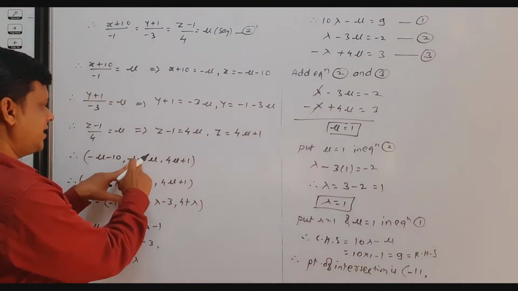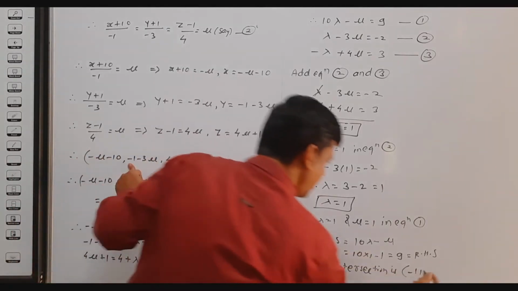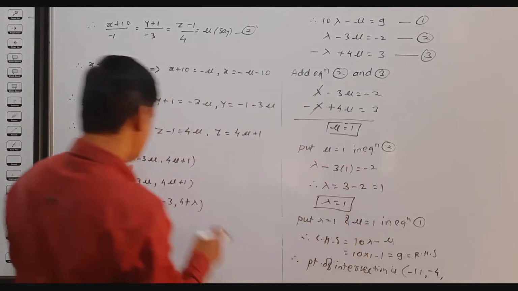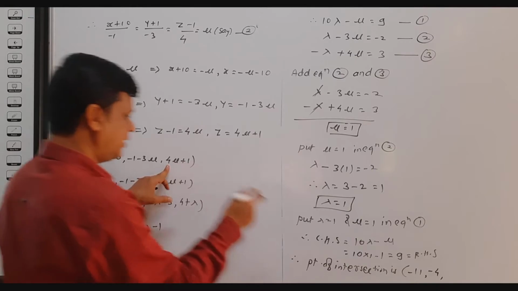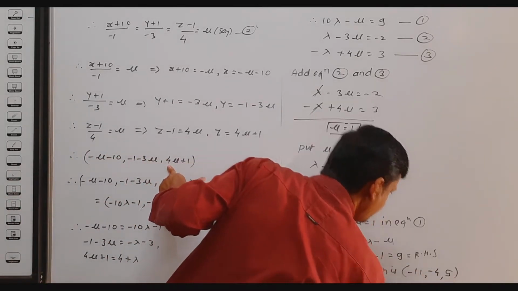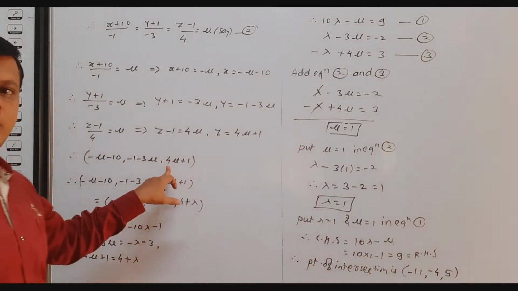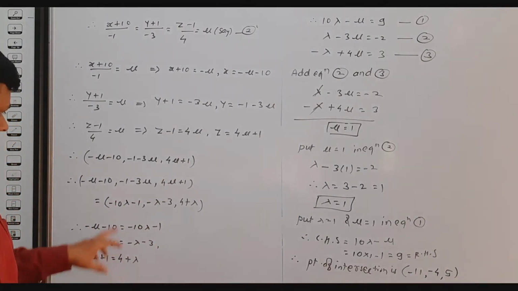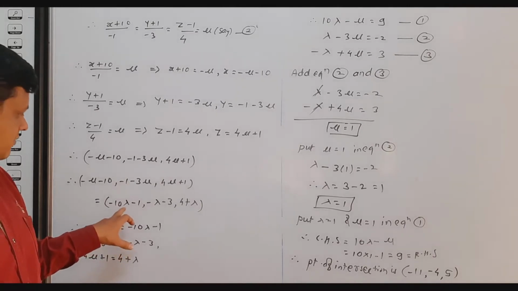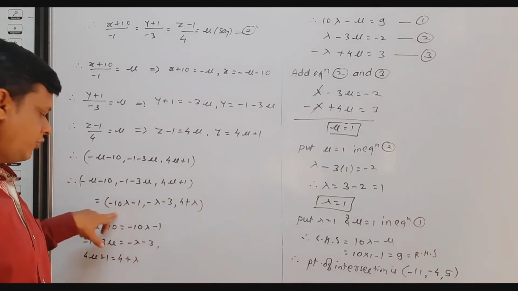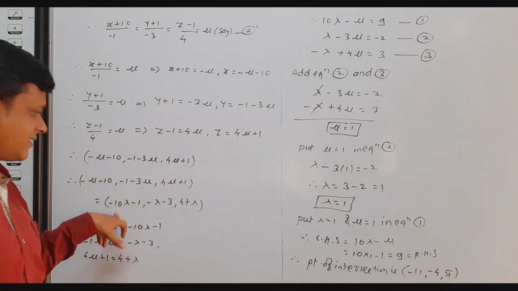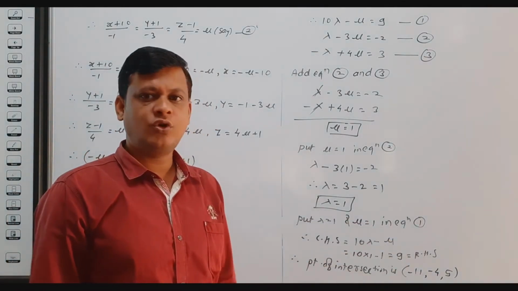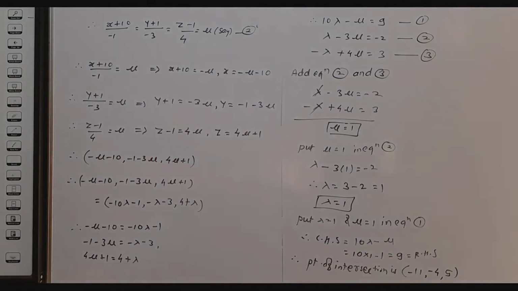Here minus 1 minus 3, so we get minus 4. Here 4 into 1 is 4, 4 plus 1 is 5. So in this way we get the coordinates of the point of intersection. If you substitute the value of lambda, here also you get the point of intersection as -11, -4, 5. So in this way we find the point of intersection.